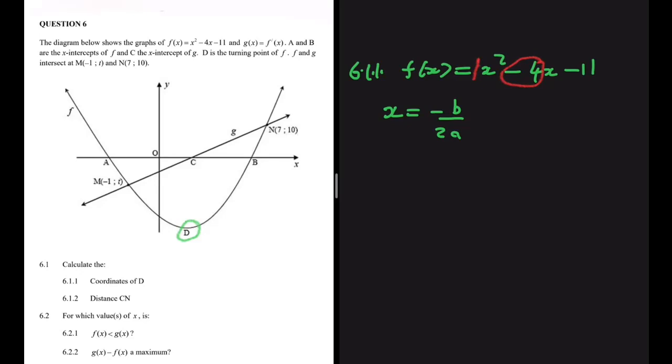So this will be equal to minus b, which happens to be minus 4, divided by 2a, where a happens to be 1. So this will just be equal to 4 divided by 2, which is equal to 2.